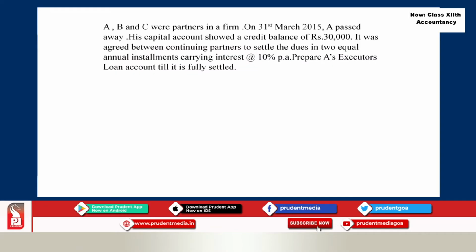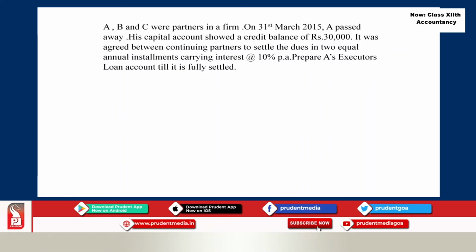See, students, A, B and C are partners in a firm, right? On 31st March 2015, A passed away. So, who is the deceased partner? A is the deceased partner. His capital account shows a credit balance of 30,000. So, in deceased partner's capital account, credit balance is 30,000.